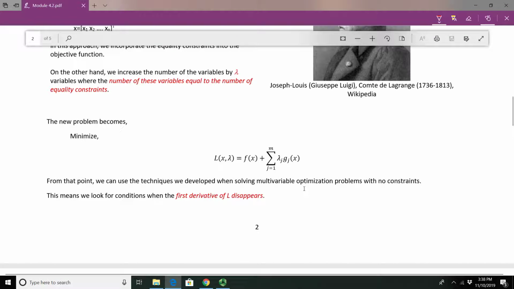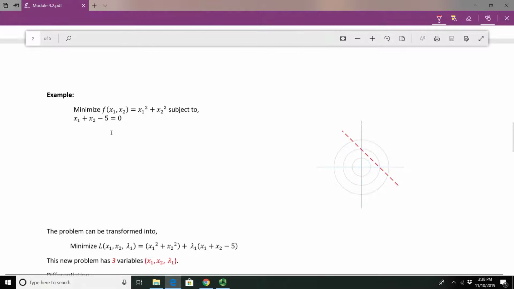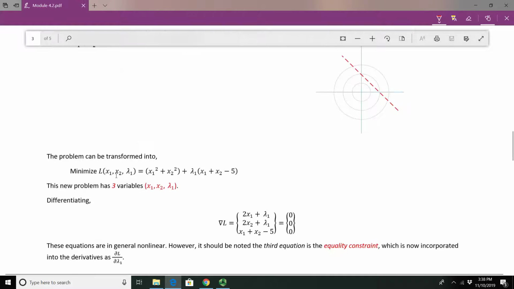But anyway, for something like this, I still need the first derivative to disappear for L, which is my function. And let's see what will happen. Here is an example, the same example we had before. x1 squared plus x2 squared is my function, and I have the constraint x1 plus x2 minus 5 equals 0. One variable, one constraint, so I'm adding one variable, lambda 1. And here is my new function: the original, plus lambda 1 times (x1 plus x2 minus 5).